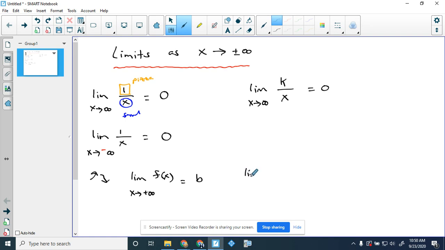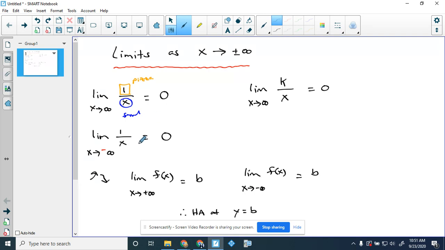Likewise, if I did the limit of f of x as x went to negative infinity, so what's going on as x goes to the left forever? Well, if I'm actually approaching a value like b, then that's going to mean I have a horizontal asymptote at y equals b. So believe it or not, this is the process to find a horizontal asymptote. Simply take the limit of the function as x goes to either positive or negative infinity.